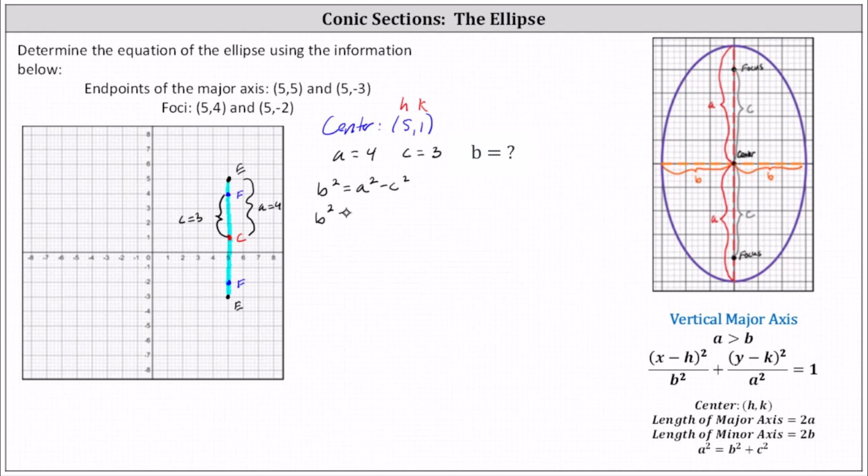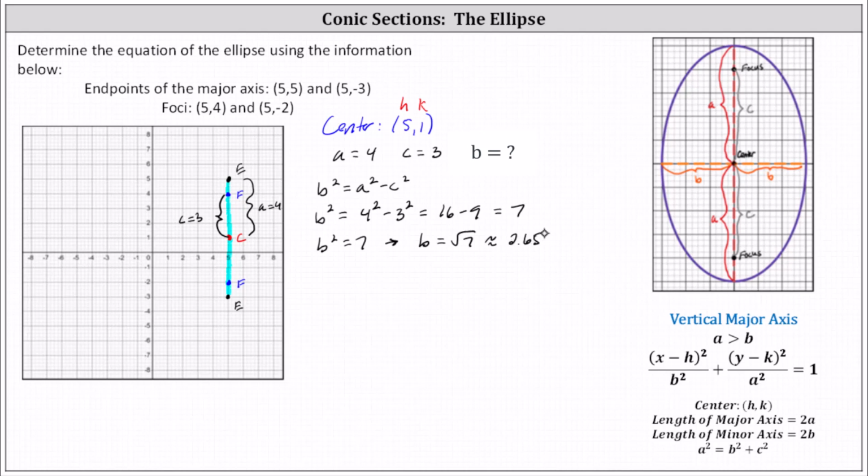b squared is equal to 4 squared minus 3 squared, which is 16 minus 9, which equals 7. We have b squared equals 7, which is what we need for our equation, but this also indicates b equals the square root of 7, which is approximately 2.65.